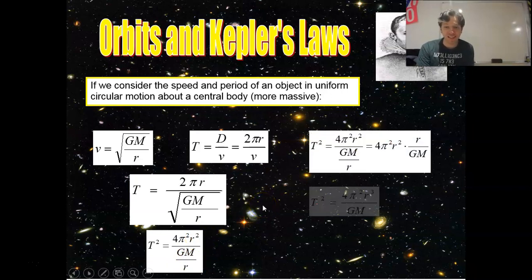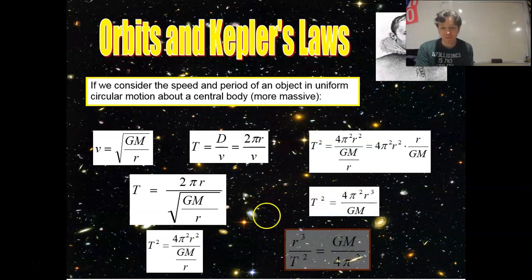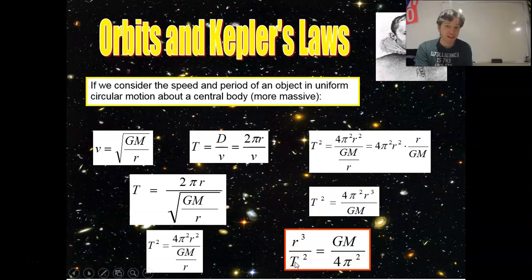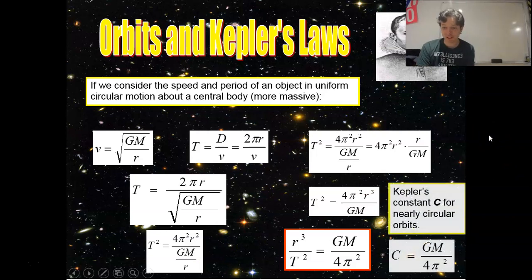So let's rearrange that, right, so that we actually have R cubed over T squared. Well, if we go back to Kepler's third law, R cubed over T squared equals Kepler's constant, capital C. And therefore we have a way of calculating what Kepler's constant would be for any orbiting body if we simply know the mass of that body, because it would equal GM over 4 pi squared. So that's Kepler's third law.